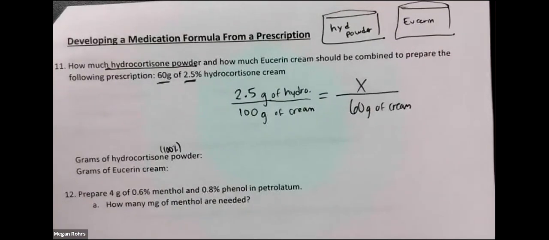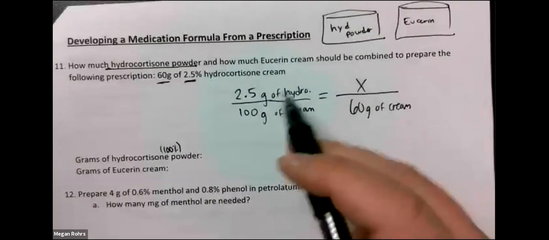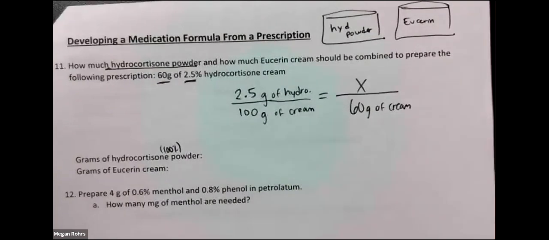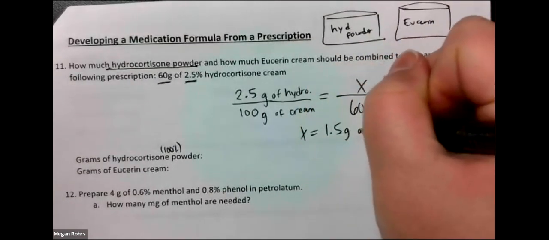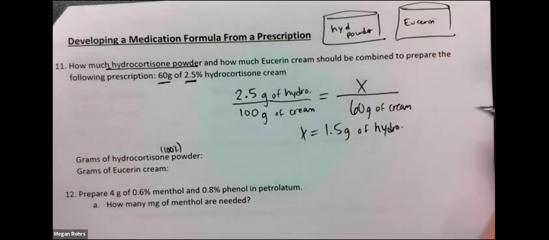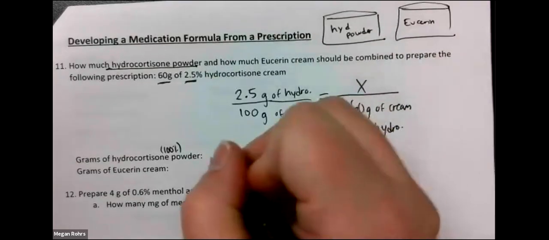Now we can solve for X. 60 times 2.5 is 150, and then we're going to take that divided by 100. So X gives us 1.5 grams of hydrocortisone powder.